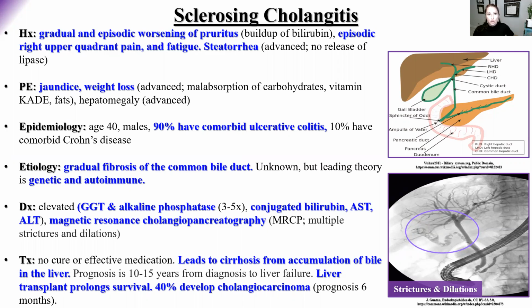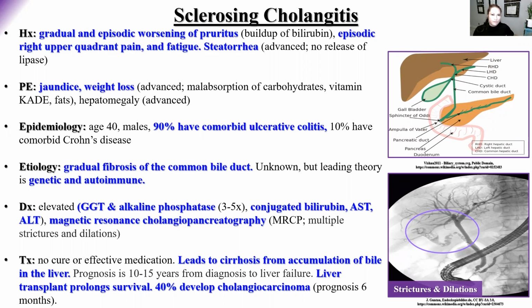Physical exam finding, jaundice, that backup of the bilirubin. Weight loss, if it's advanced, you're having malabsorption. You're not releasing that amylase or lipase. So your vitamins are going to be diminished. The KADE, the fat soluble vitamins. You're not absorbing any fats. You're not absorbing any carbohydrates. So weight loss is a physical exam finding in an advanced person. Hepatomegaly also, if it's advanced.